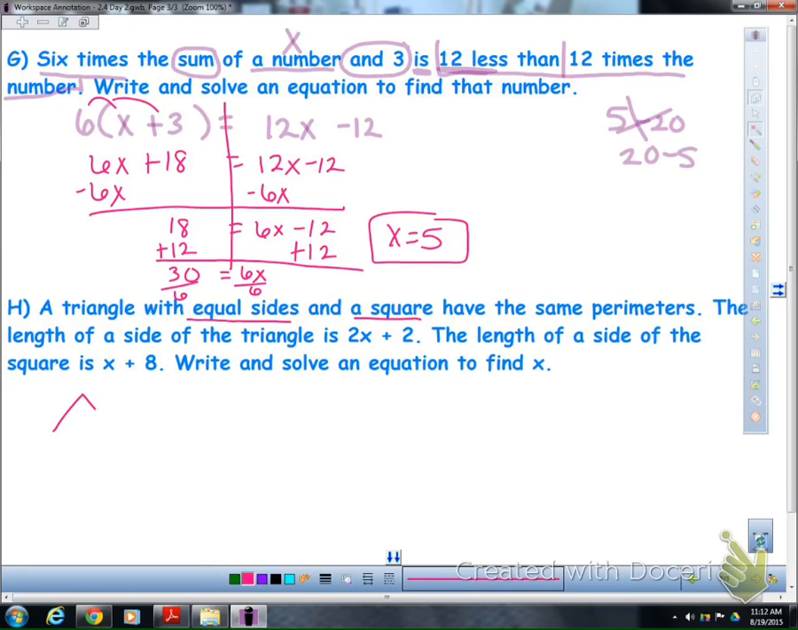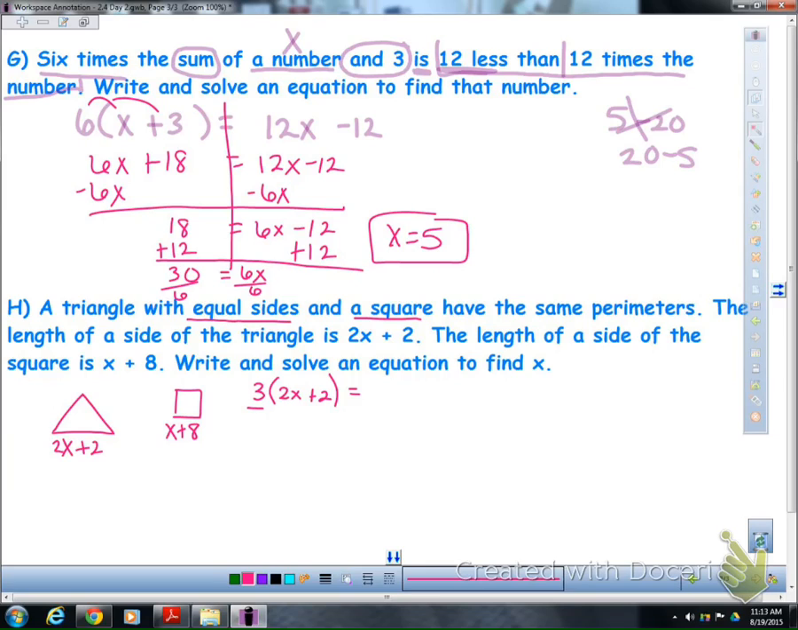So if we're labeling our triangle, we know that we're going to have 2x plus 2 on every single side. And the same thing with our square. Every side is going to measure x plus 8. Well, in order to solve this, you have to remember the formula for the perimeter of a triangle and perimeter of a square. Perimeter is just adding all the sides up. Well, instead of saying 2x plus 2 plus 2x plus 2 plus 2x plus 2, we can just say 3, because 3 sides of my triangle, 2x plus 2. Well, the perimeter of the triangle is equal to the perimeter of the square.